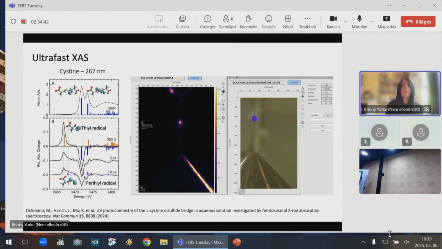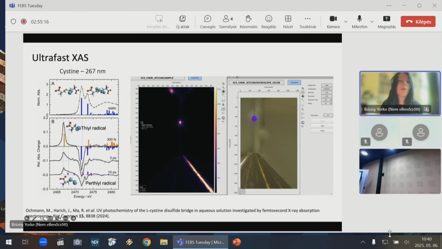Really, if we want to understand the mechanism properly, I think one of the best ways to do that is X-ray absorption spectroscopy. So we've teamed up with Niels Huse at the University of Hamburg, and the first experiments that we've done were performed on cystine, which is just the simple dimer of cysteine. And we could see direct photolysis of cystine at 267 nanometers.